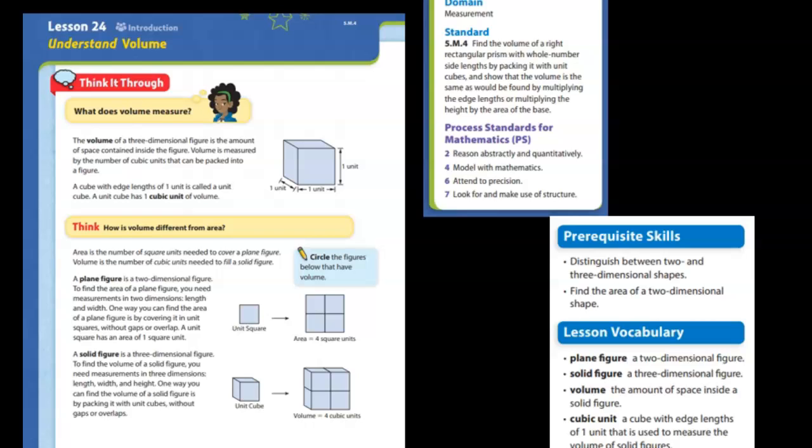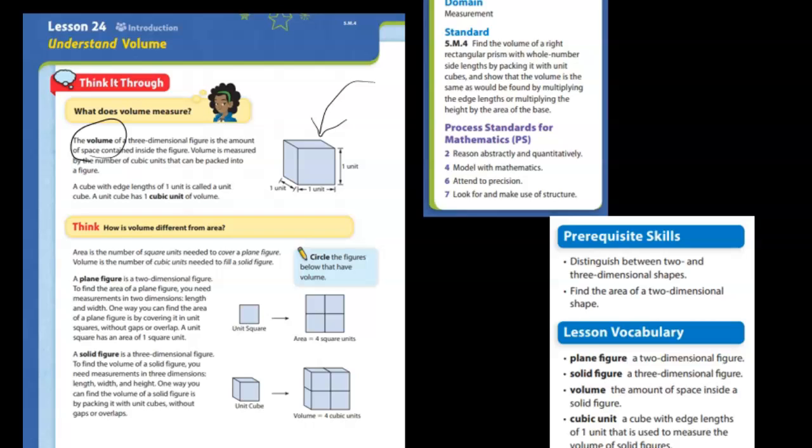Hi, fifth graders. Okay, what we have for lesson or unit 24 is understanding volume. There are a couple of things that I want us to really understand in terms of vocabulary, and then we'll move on to the actual lesson. The first one is volume. Volume means how many pieces or how many blocks will go down inside of something.